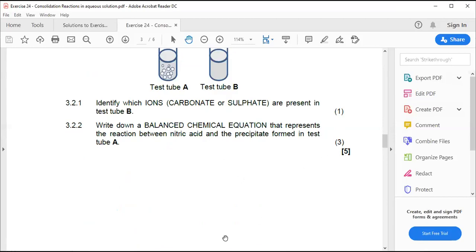So it's 3 marks. Your 3 marks are for writing the correct formula for your reactants, the correct formula for your product, and balancing that particular equation. Right, then just the balancing, I think I'll stop with this question here because my time is up.